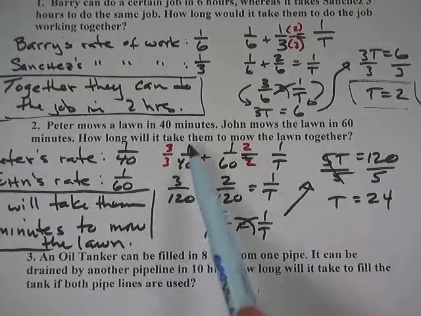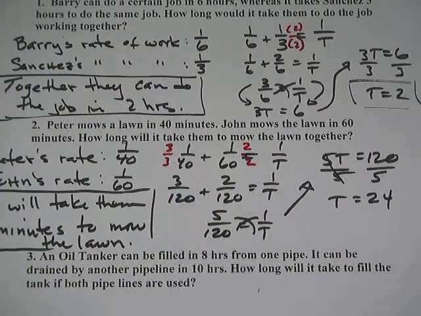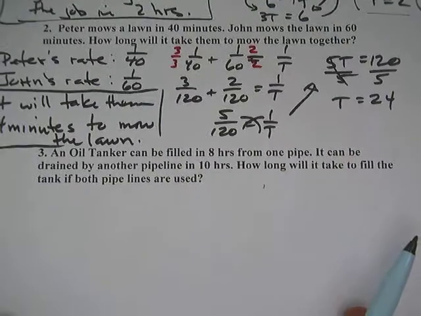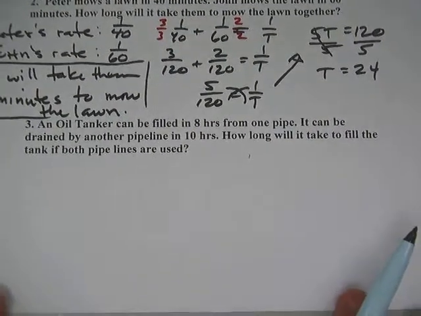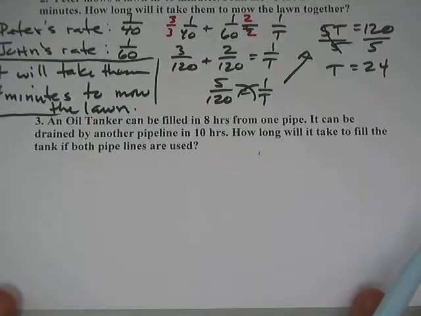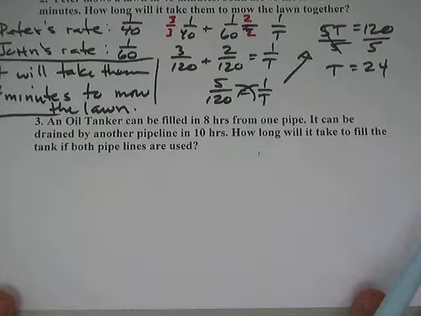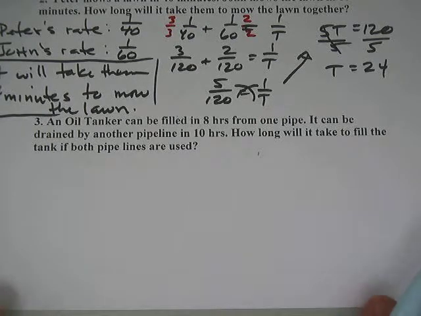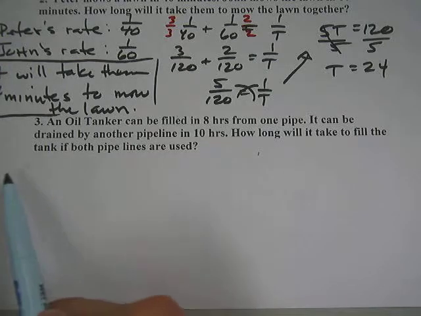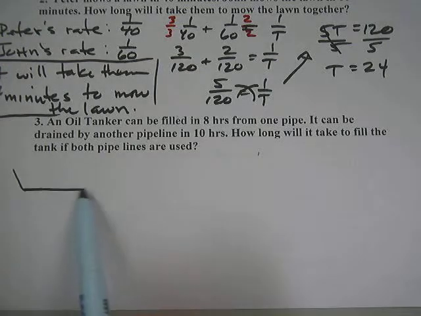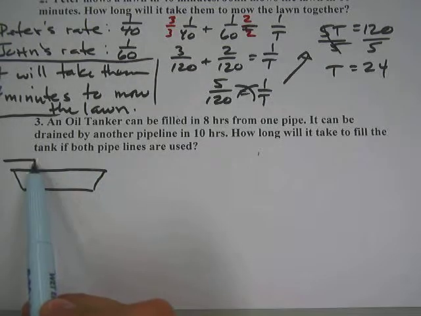Okay, so pretty straightforward there. You can see two different examples, and they're really similar to one another, simply writing them in terms of how much of the job they can get done in 1 hour. Okay, last one. This one's a little bit different. It says you have an oil tanker that can be filled in 8 hours from one pipe. It can be drained from another pipeline in 10 hours. How long will it take to fill the tank if both pipelines are used?